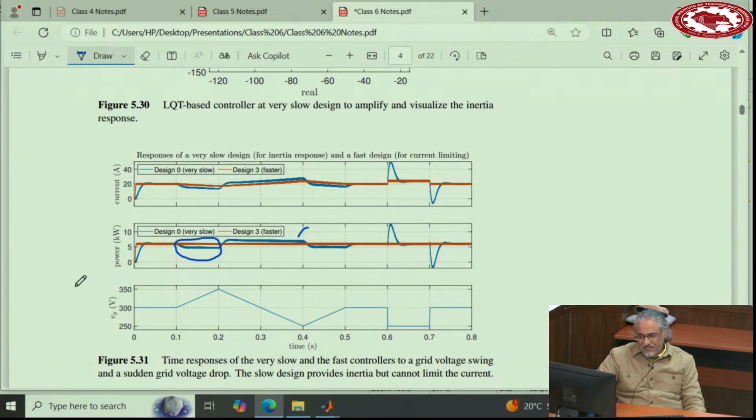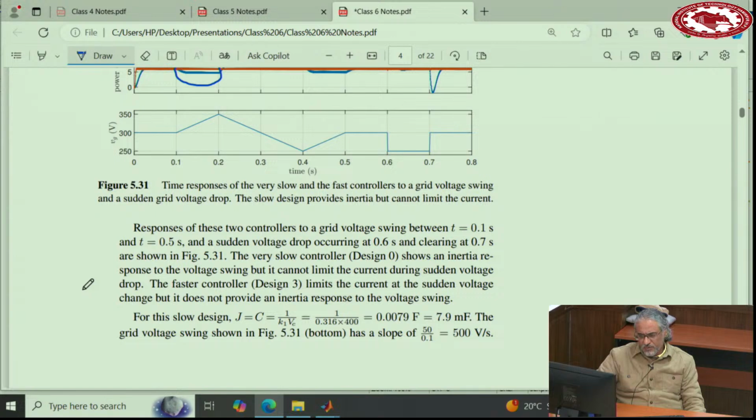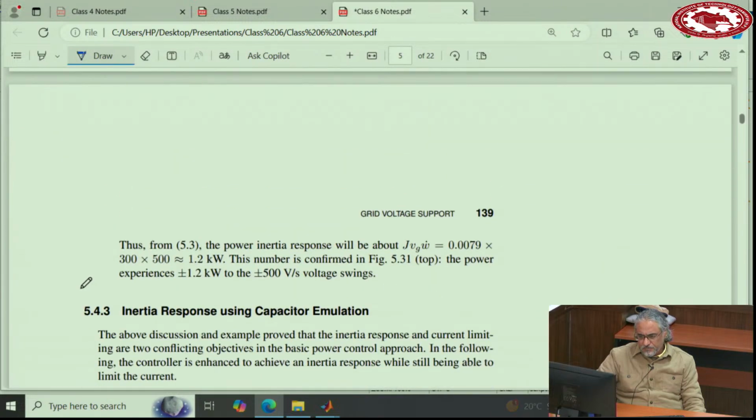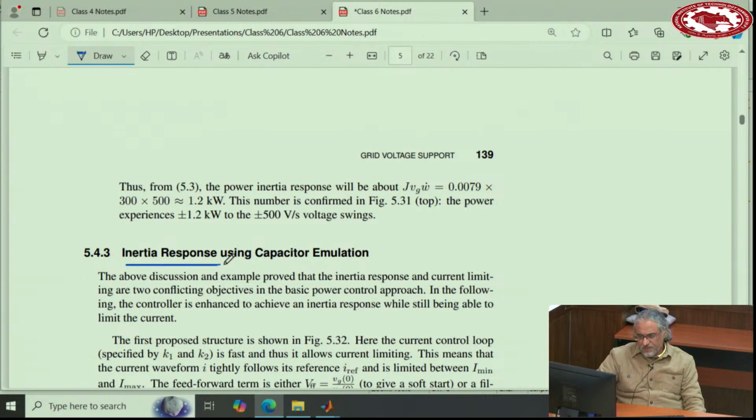All right. Can we solve this problem? Yes. We're going to talk about how to solve this problem. Okay, and that's this section. Can we emulate another capacitor somewhere in the control loop, not a physical capacitor? We can also have a physical capacitor, but let's say now emulation. Somewhere in this control loop, a large capacitor, without compromising the speed of the current loop.